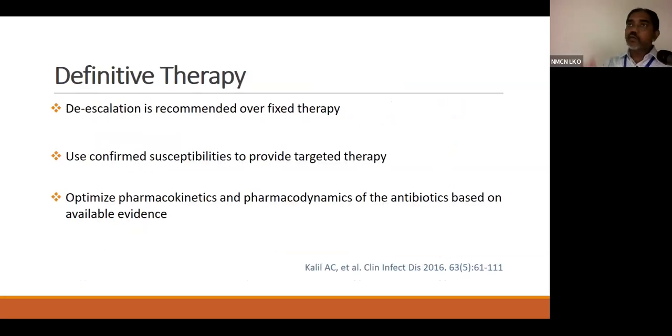So when we have decided to give definitive therapy based on the results of the microbiological specimens which you have sent, it is recommended that de-escalation should be done rather than completing a fixed duration of treatment. Use confirmed susceptibilities to provide targeted therapy, and you should optimize pharmacokinetic and pharmacodynamic properties of antibiotics, some of which were very nicely covered by Professor Narayan Prasad.